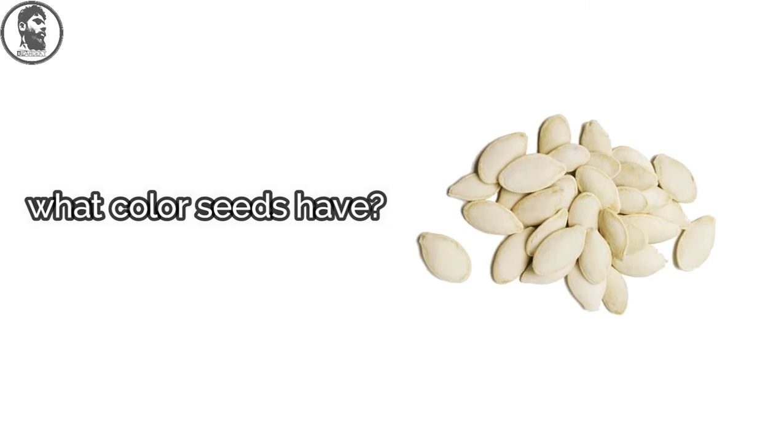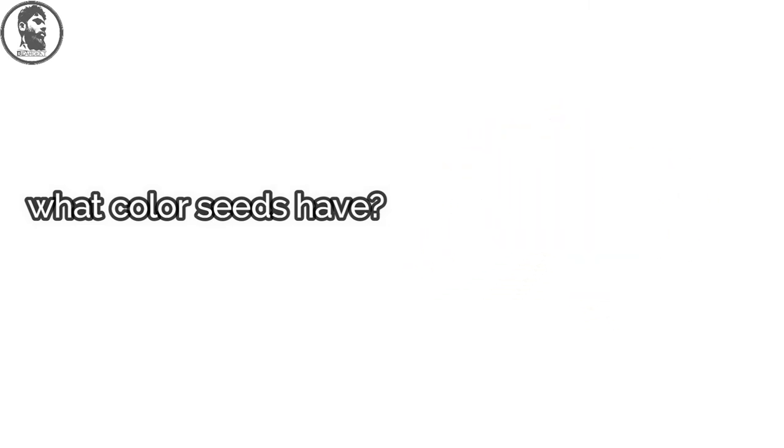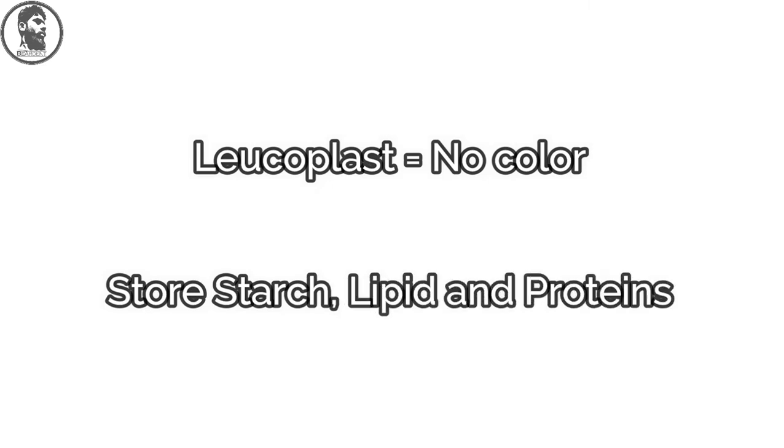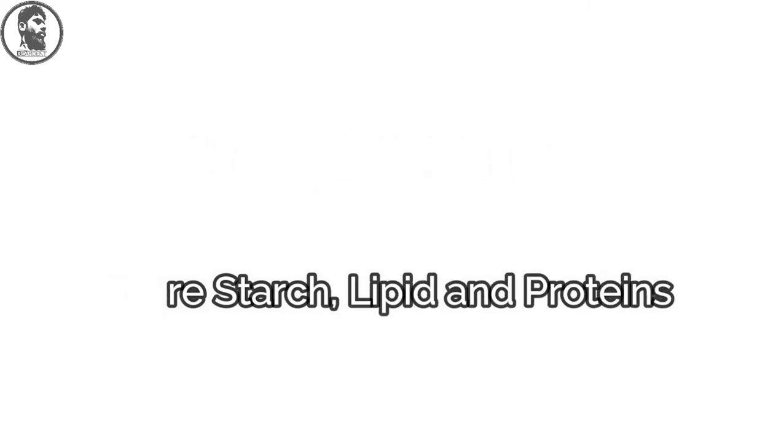Now tell me, what color are roots and seeds from inside? They are white, that is, there is no color inside them. This is because of the last type of plastid, that is leucoplast. They store starch, lipid and proteins.